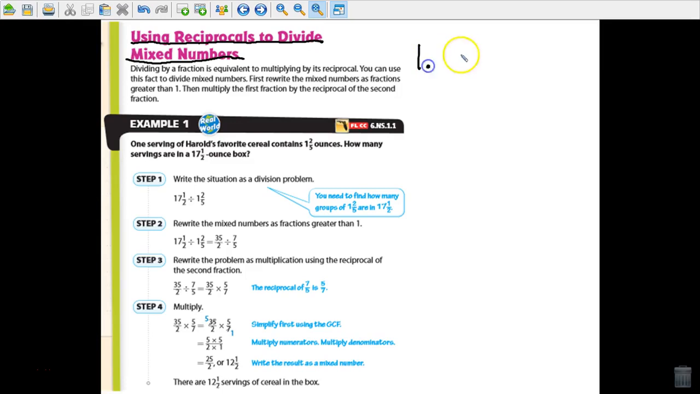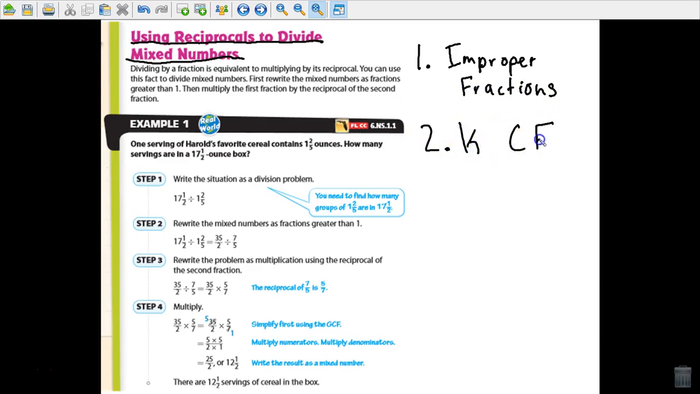Class, you have to remember two things, okay? Number one, improper fractions. And two, KCF. What does KCF stand for? Keep, change, flip. We should all know that from 4.2.